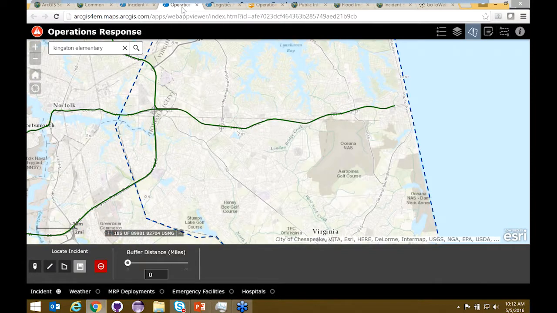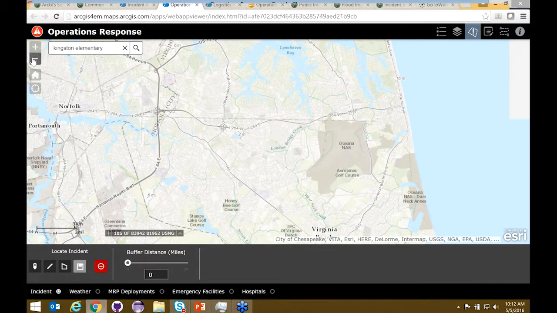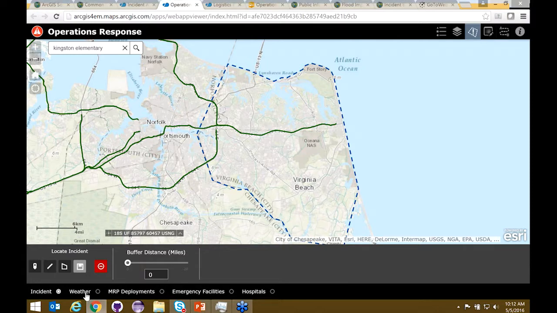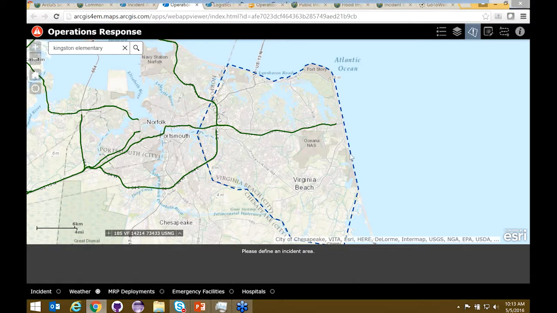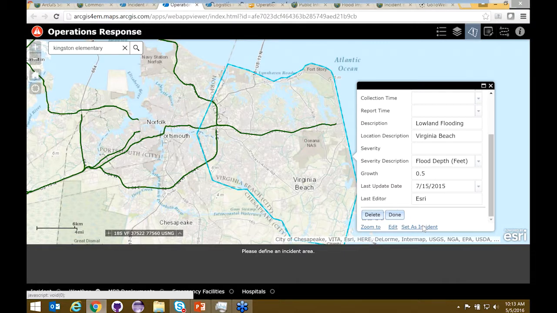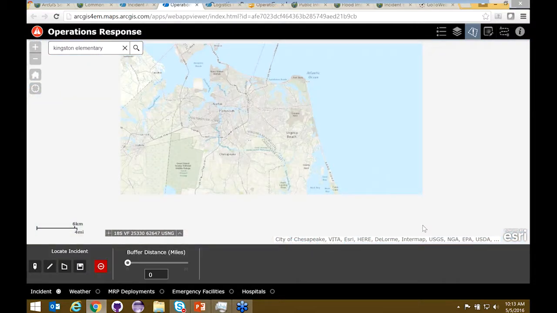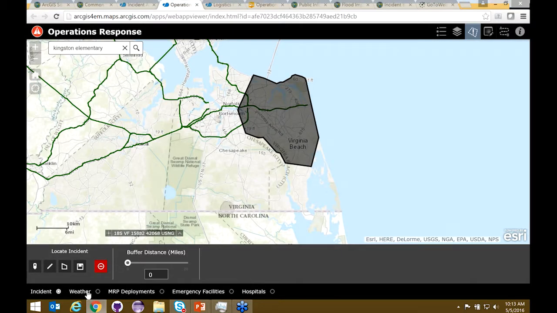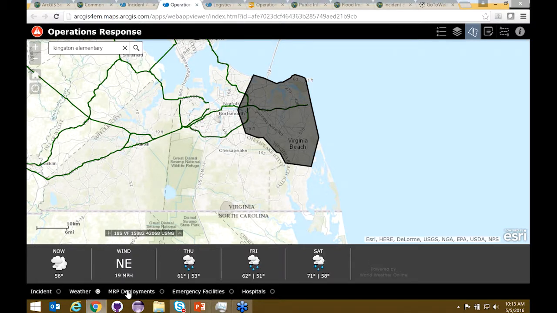Moving through the scenario and looking at it from the operations response perspective, we're using that same incident polygon or flood boundary that I used earlier. And in this case, the ops folks want to know, just like the other person that was looking at the weather, they're interested in the weather as well. So I'll come in and do the same thing that I did before, set this as an incident area, and then roll through. What's the weather look like?